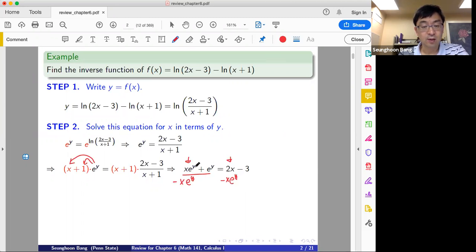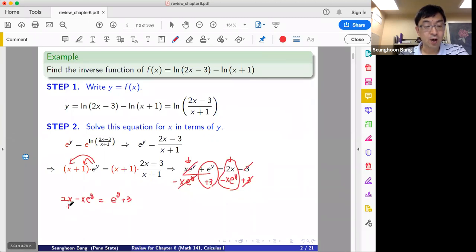So like this, it cancels. One more, you have to move negative 3 to the other side. You add 3 to both sides. So like this, 3 is cancelled. What happens? The right hand side is this one. So we have 2x minus x times e to the y equals, the left hand side is e to the y plus 3. So we have e to the y plus 3.